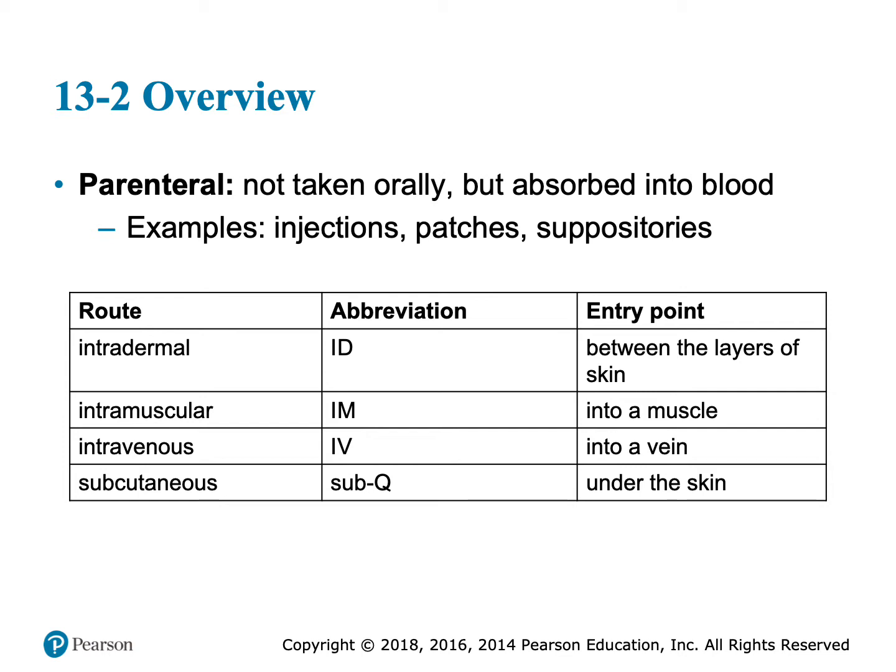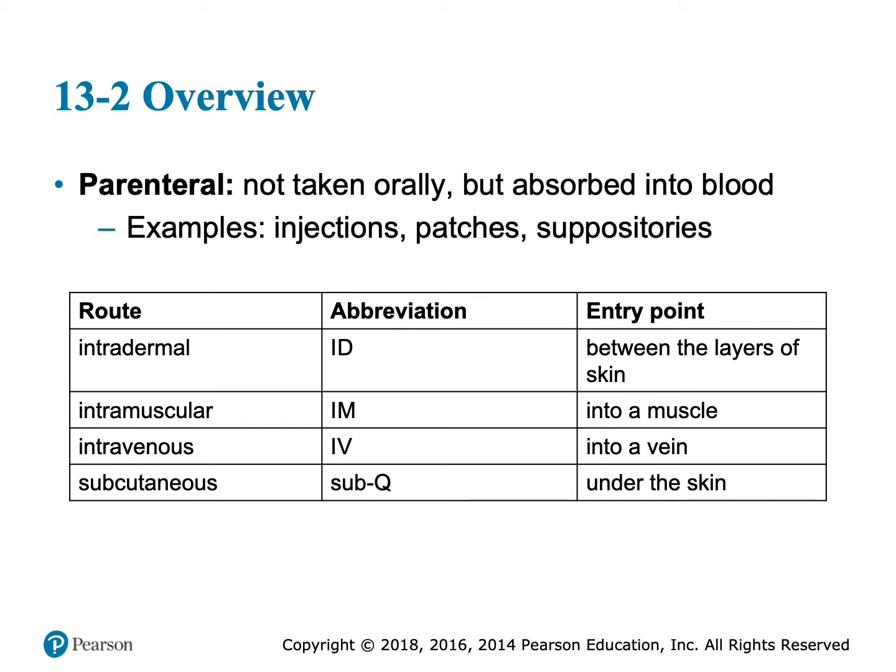Intramuscular is the next route on the chart there, and the abbreviation for that is capital I, capital M, and that is usually injected into a muscle. The MMR, measles, mumps, rubella is an example of an intramuscular injection. If you guys have had that, you will notice that soon after, or maybe the next day, that your shoulder is really sore and it might hurt to move your arm around a little bit.